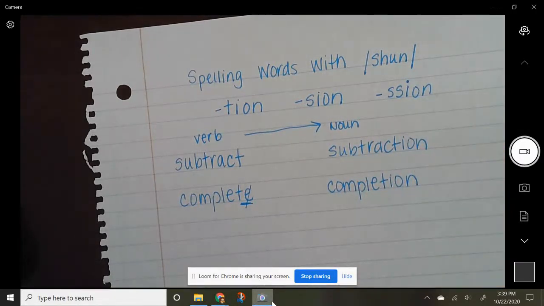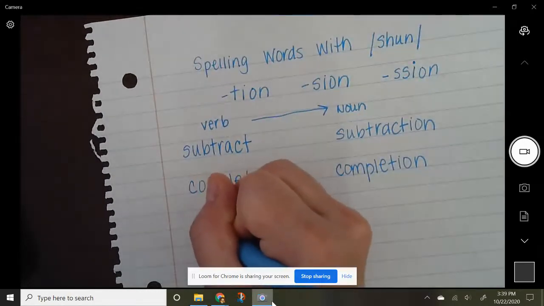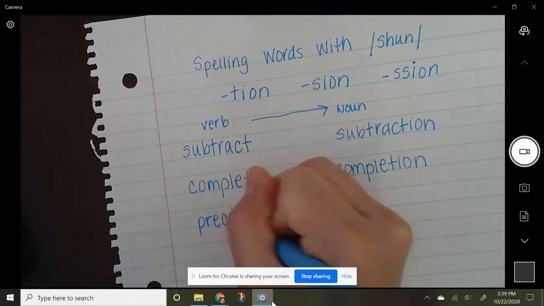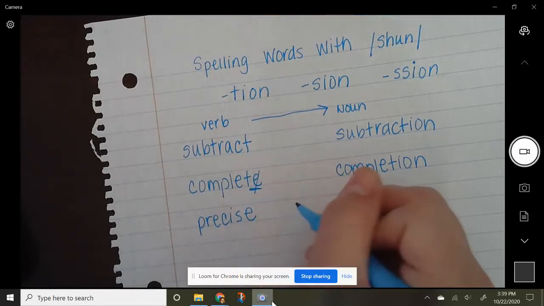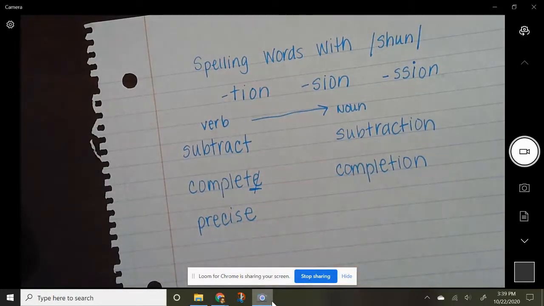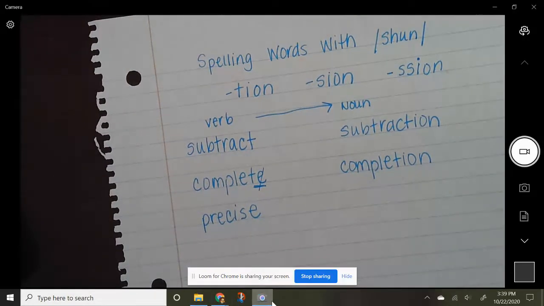There we go. Let's do another one. The word is precise. I just heard my husband being kind of loud, so fair warning, he might just run in here for no reason. Okay, the word is precise, and I want to make it precision.